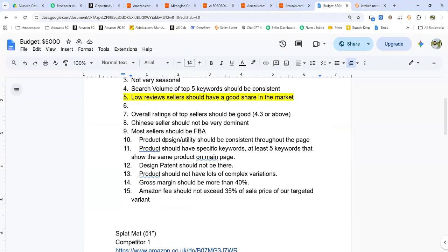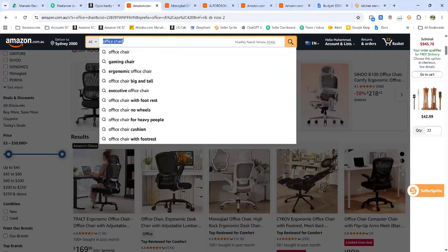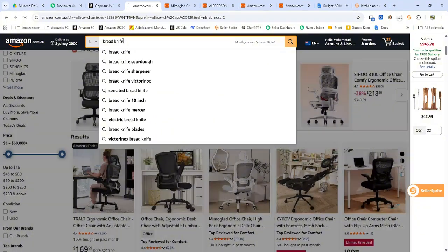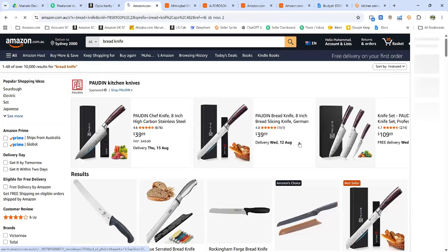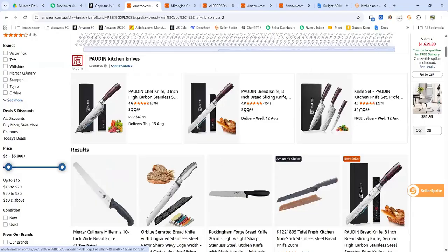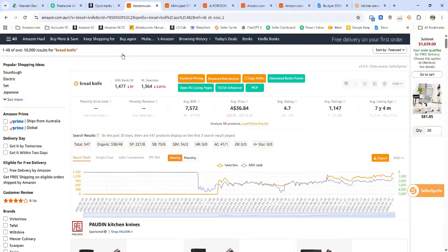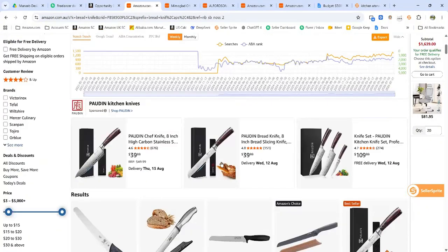Okay, product design utility should be consistent throughout the page. Yes, it's also very important. What this means is, we'll take another example. Let's say we are looking for bread knife. Product design utility should be consistent. This is usually to find out the right keyword for our product. So as you see, we typed in bread knife here.